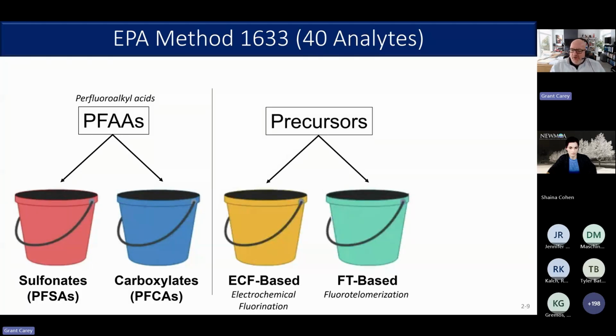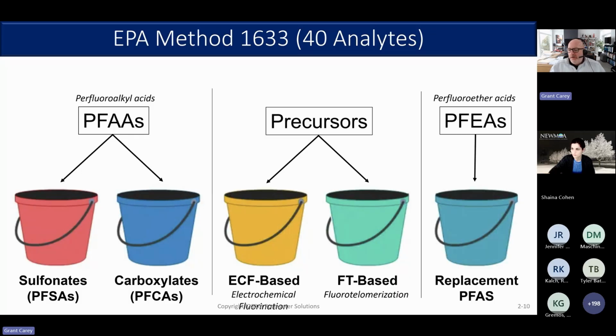And then with method 1633, we've got 40 analytes in total. We've got a number of PFAAs. We've also got a number of precursors. And what we're doing is breaking those precursors up into 2 different types, depending on how PFAS were manufactured. There's precursors that were generated from electrochemical fluorination, which is a manufacturing process. And there's a different set of precursors, also analytes in method 1633, which come from manufacturing with the fluorotelomerization method. And then there's a final class, the perfluoroether acids. These are really the replacement PFAS. HFPO-DA, which is the GenX compound, is part of that as well.